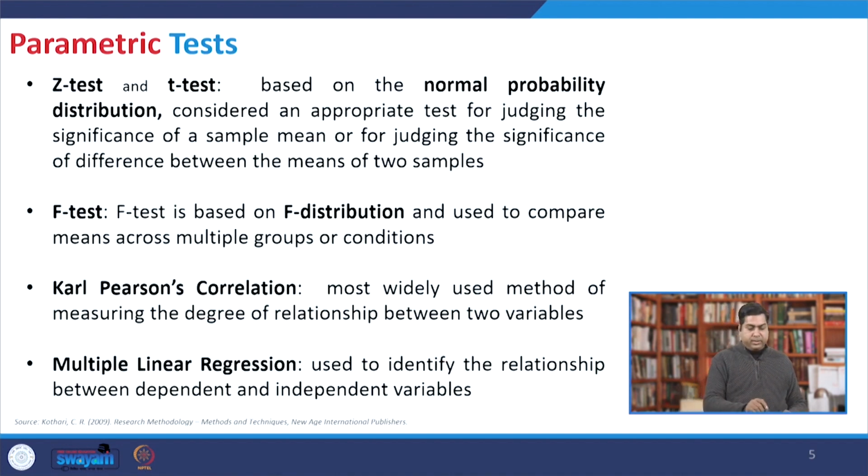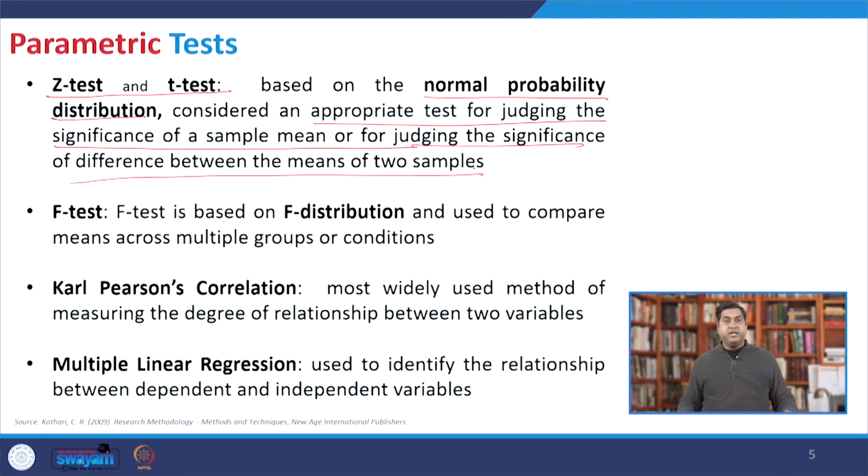Now, for the parametric tests, definitely one set of tests which are almost similar is the Z test and the T test. Based on the normal probability distribution, we consider this an appropriate test for judging the significance of the sample mean, or for judging the significant difference between the means of two samples. Okay, so that is where you can go for the T test.